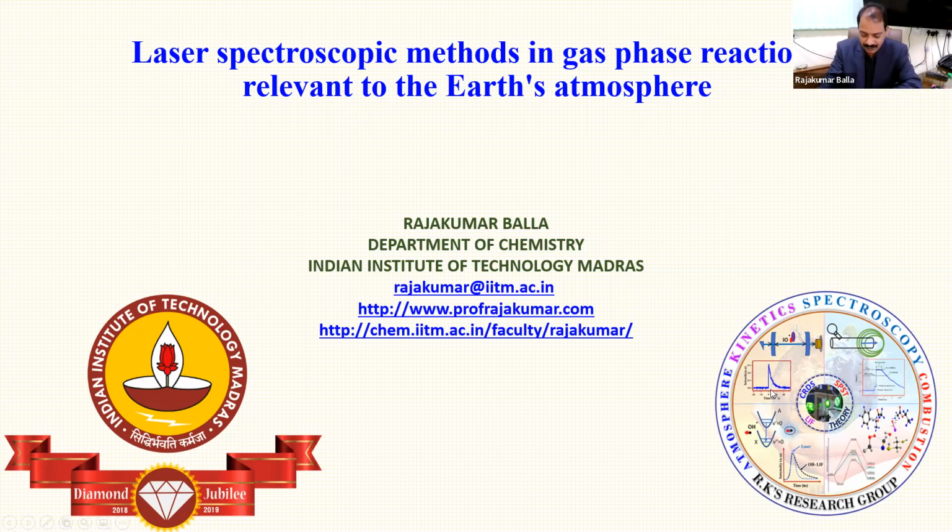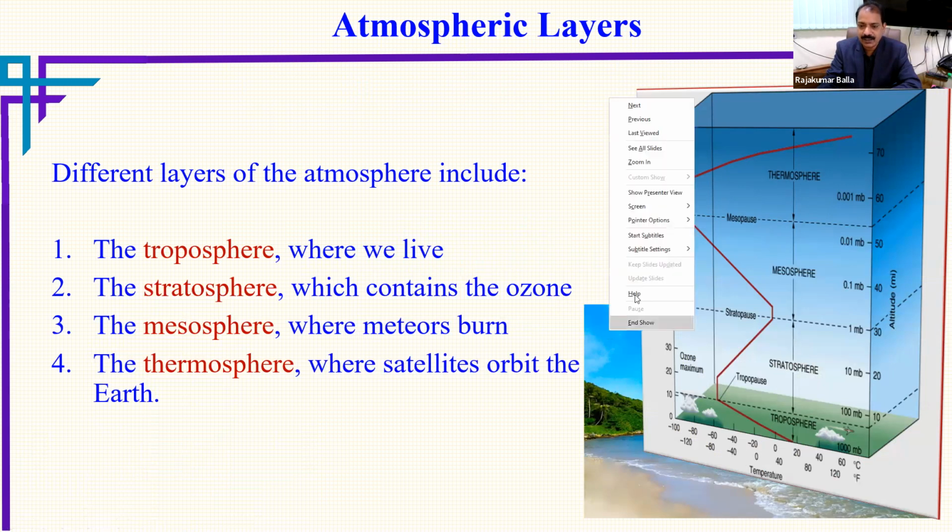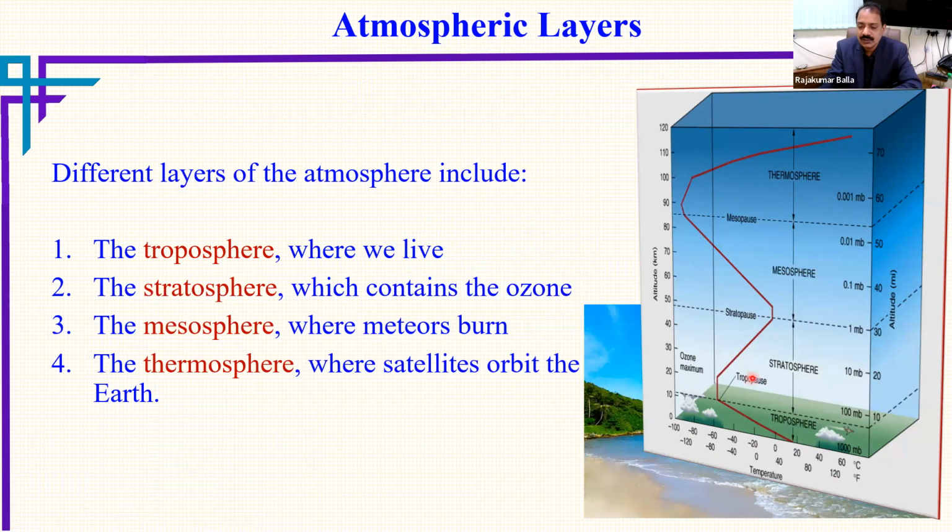So here I will give a very brief introduction and then go to the spectroscopic methods to describe what kinetics we can do using the laser spectroscopic methods. Just a glimpse of this. We want to worry about this region. Let me put the laser pointer first. So this is the region of our interest: the tropospheric region, the tropopause region, and then maybe the early stratospheric region. We don't want to go beyond that.